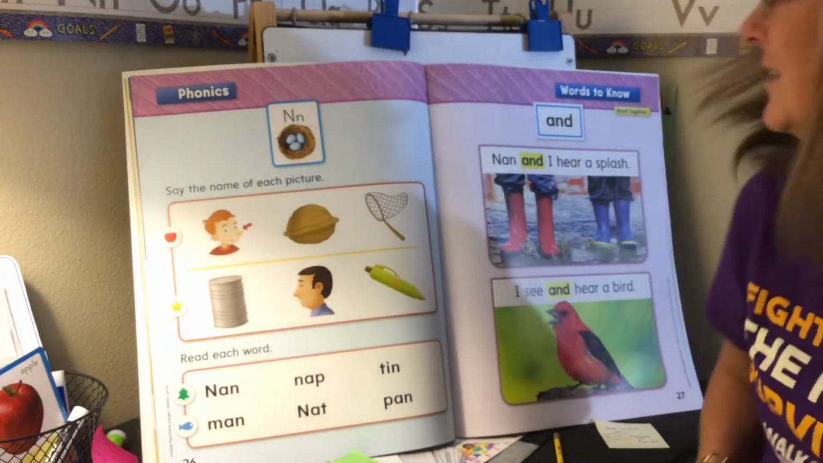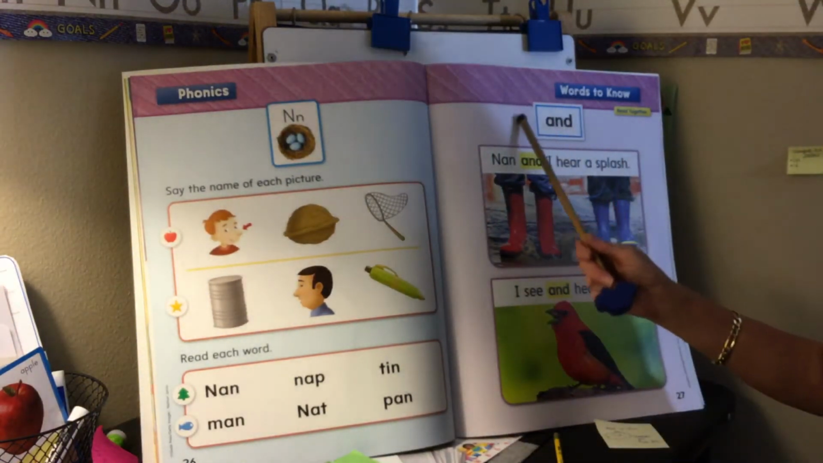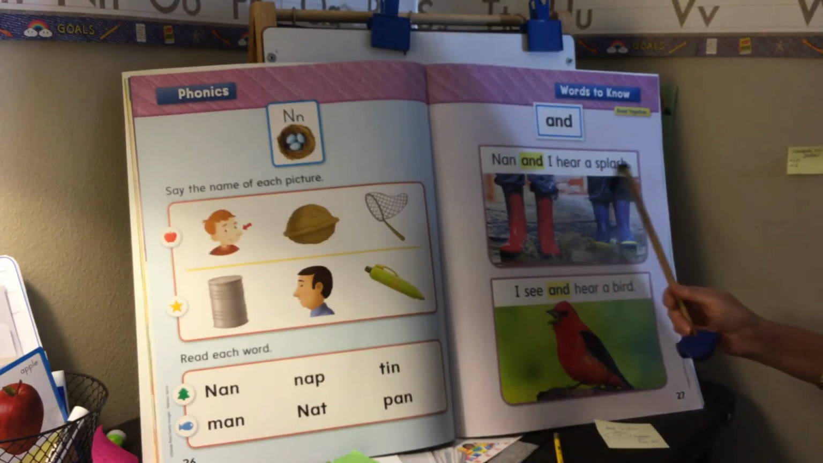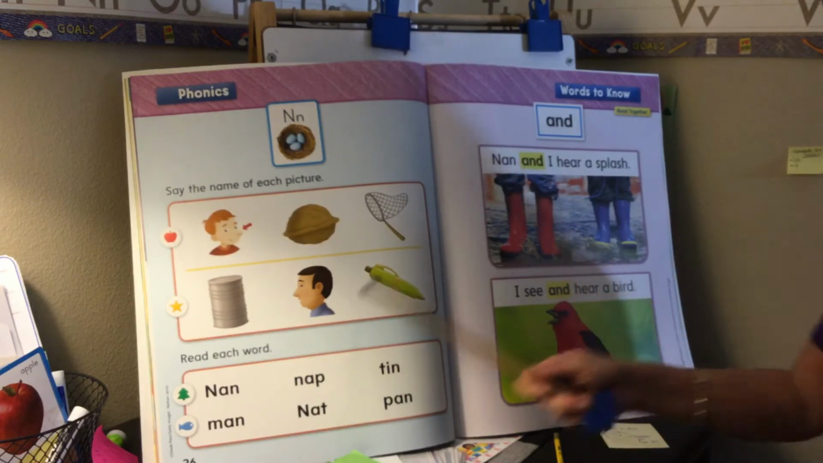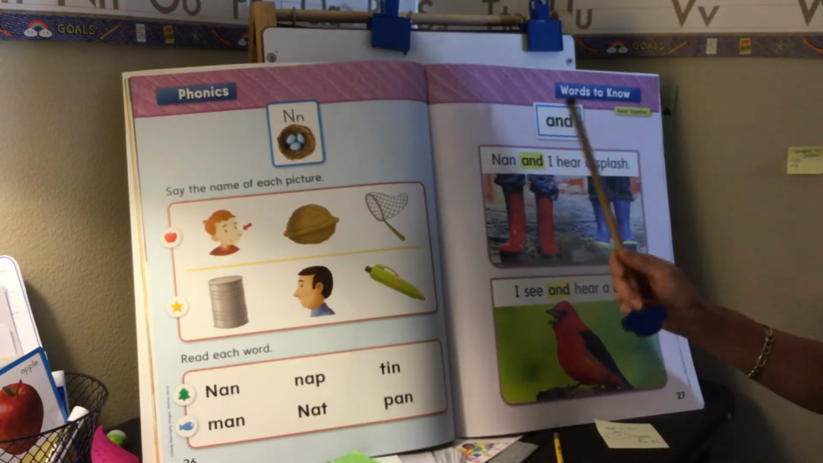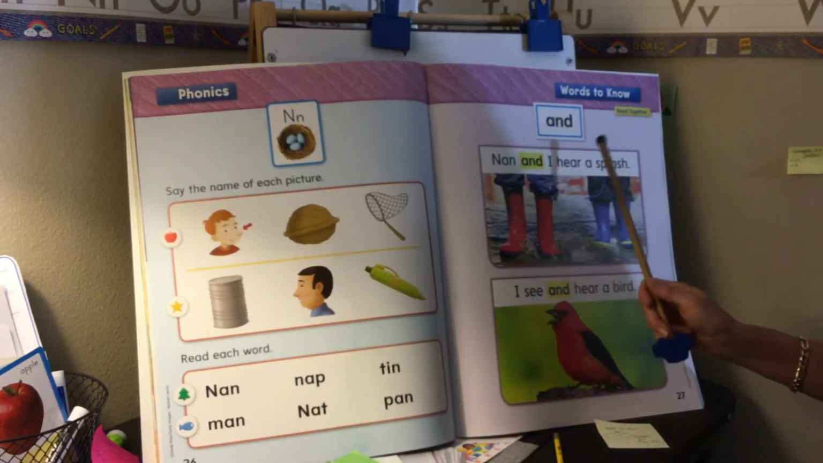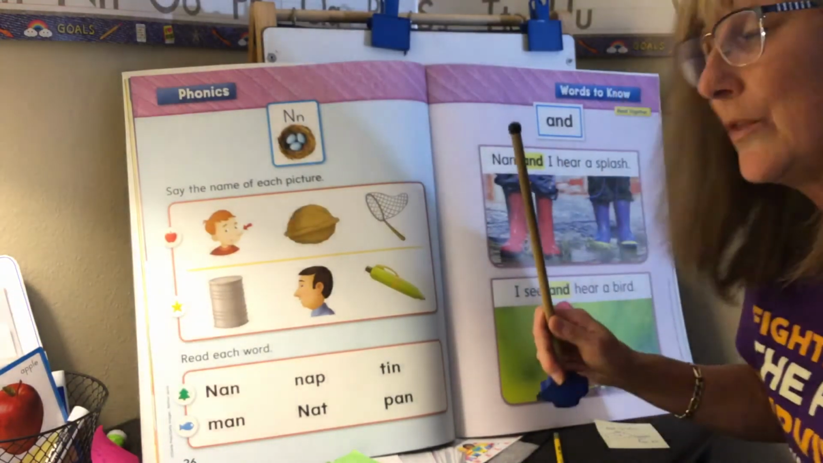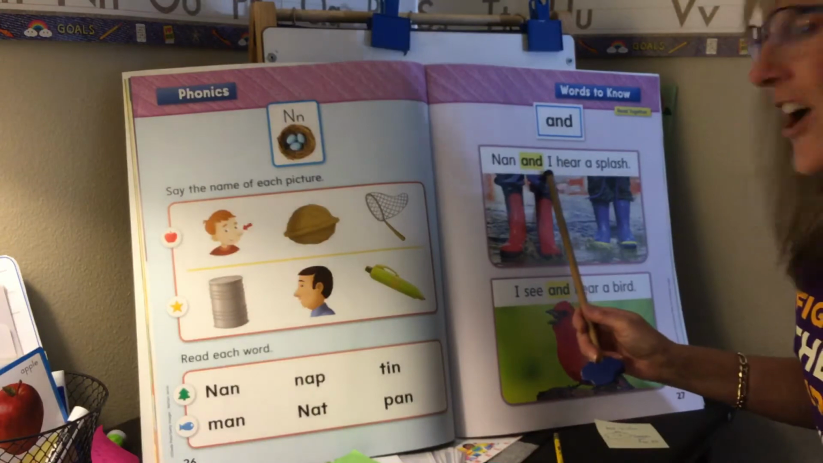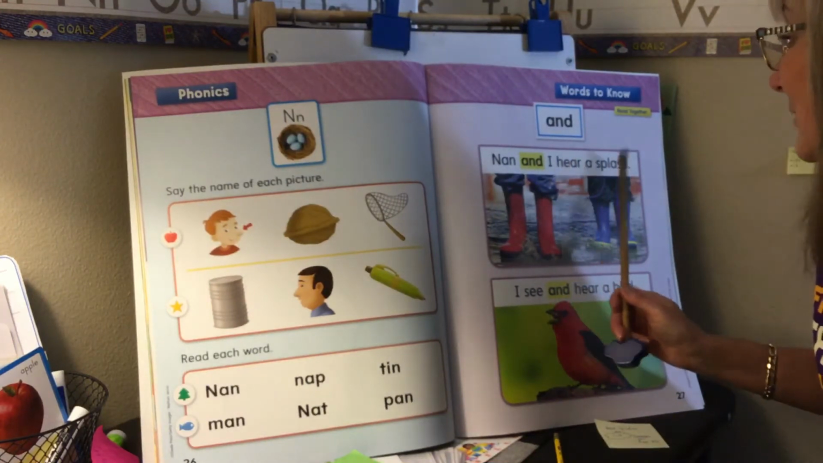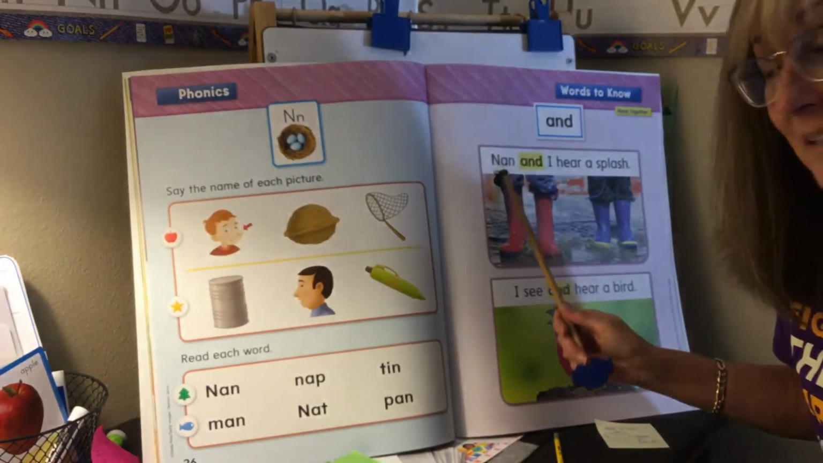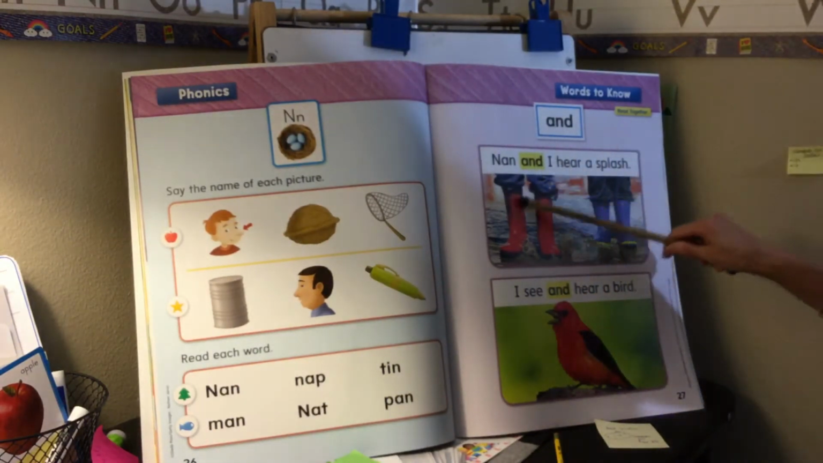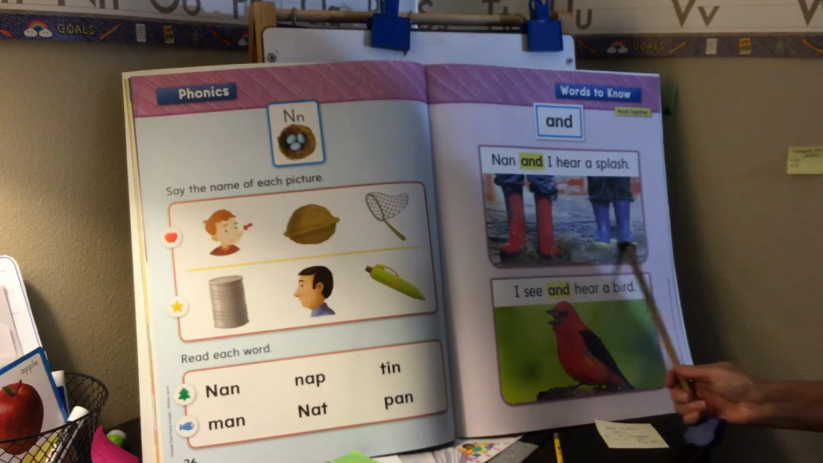Okay, so our sight word for this week is the word and. We have some sentences I'm going to read, so we know that that is the word Nan. Nan and I hear a splash. I'm going to read it again, then you're going to read it with me. Nan and I hear a splash. Can you do it with me now? Nan and I hear a splash. And that's something that makes a noise when you go into water.